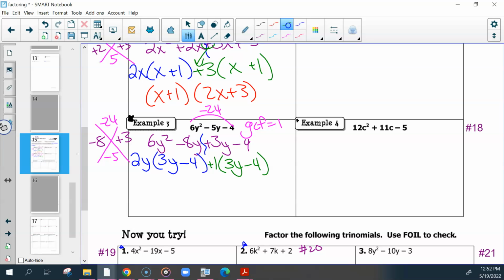So then what would our two factors be? 3y minus 4 the first one. That one is 2y plus 1. Does not matter the order in which you write these, as long as you don't put 3y plus 4 and 2y minus 1. Then you're good. Do you have any questions on that process, how we got the answer, before we continue?